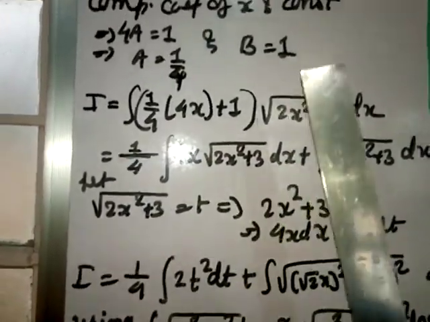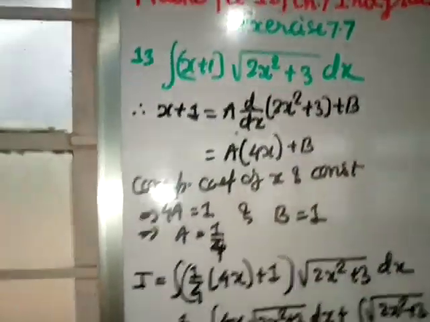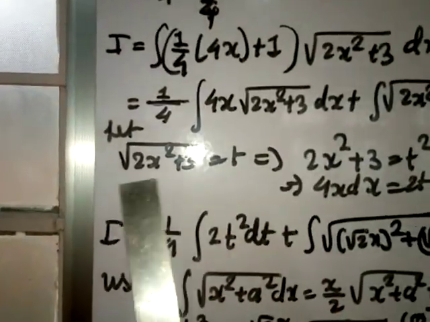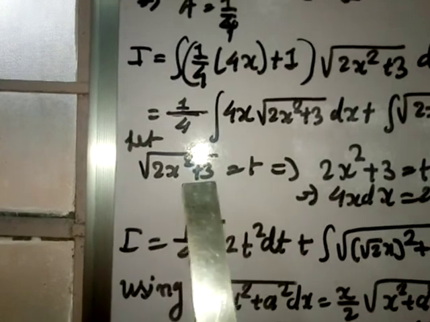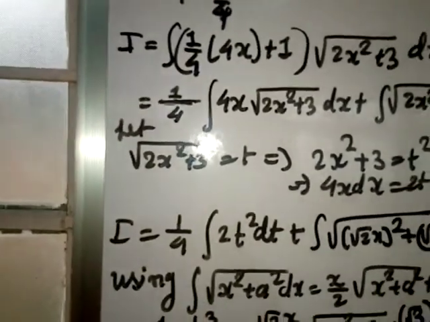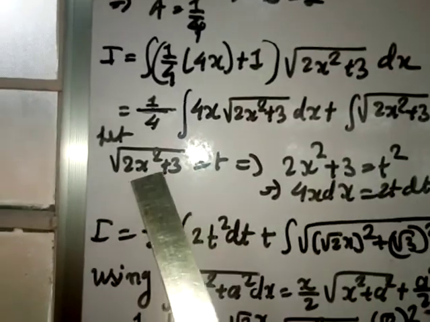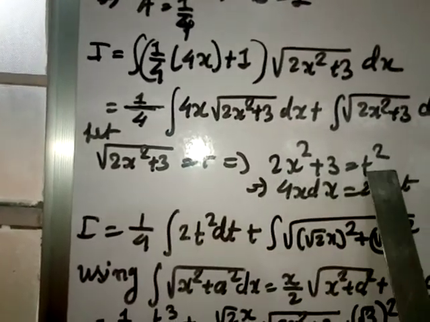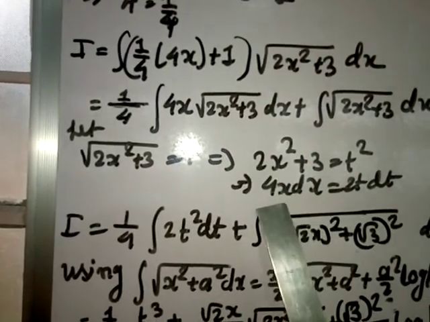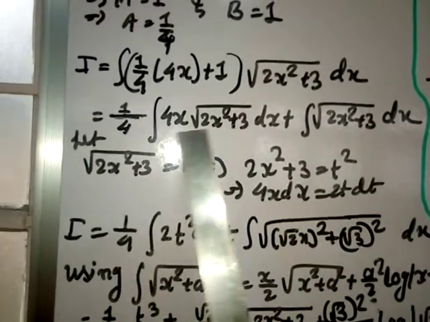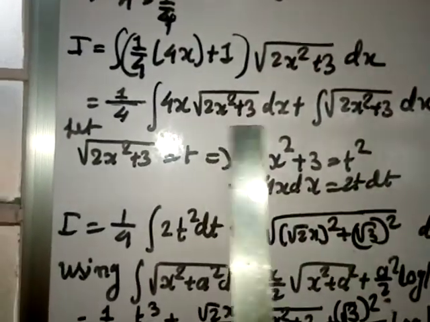We have selected it in such a way that when you differentiate this you will get 4x. So let us take square root of 2x square plus 3 equal to t. I have told you, when there is a square root, first square and then differentiate. Square both sides, the square root will cut, so 2x square plus 3 equals t square. Now differentiate: 4x dx is equal to 2t dt.